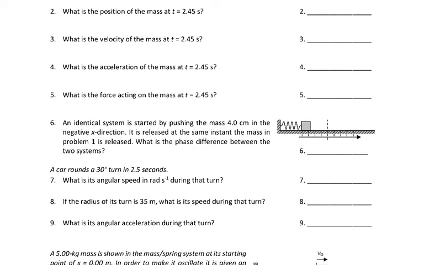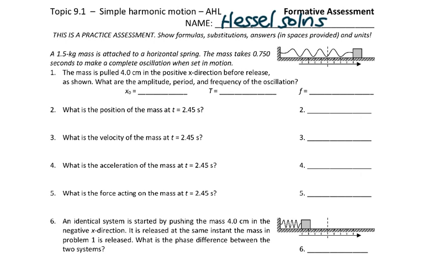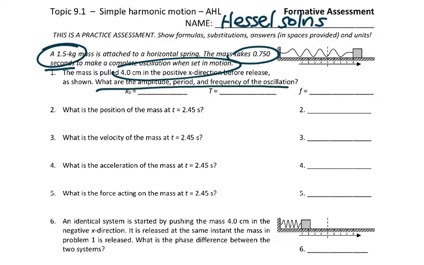We have numbers, maybe about 1 through 5 here, talking about this spring system that is in oscillation. We're given the mass right there. We are given that it takes 0.75 seconds to complete an oscillation. And then we're told in number 1 that when time is 0 at the beginning, the mass that's attached to the spring is pulled 4 centimeters in the positive x direction. And so it's asking what are the amplitude, period, and frequency, which were kind of already given.